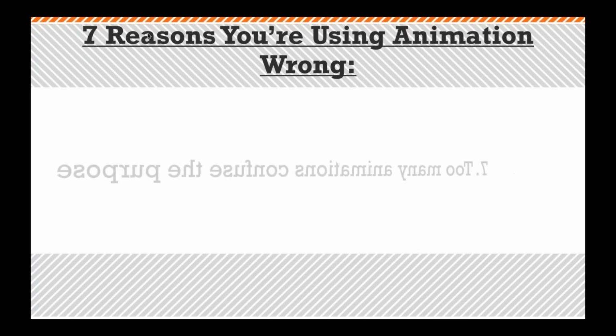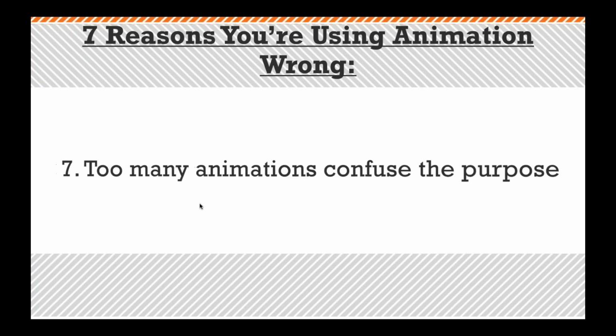Reason number 7. Too many animations confuse the purpose. So don't over animate your items in your slide, whether it's text or an image or a shape or whatever it might be. Don't over animate stuff, okay? If you're going to animate something, just animate it once, okay? It doesn't need to do a billion different flips and tricks and fades and flashes and all that stuff, because all it's going to do is distract your audience. It's not going to help you out at all.